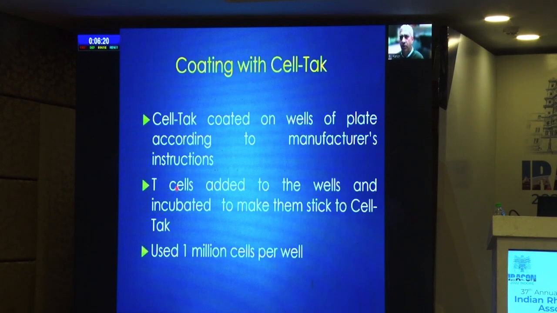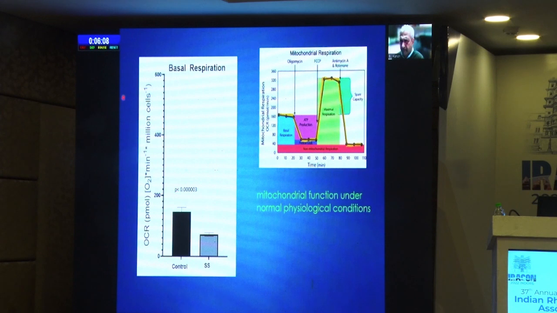The Cell-Tak was coated on wells of the plate according to the manufacturer's instructions. T cells were added to the wells and incubated to make them stick to the Cell-Tak. We used 1 million cells per well for the experiment. This is the typical schematic of the result obtained for the mitochondrial respiration measured by the Seahorse.